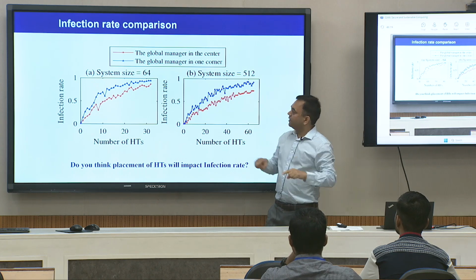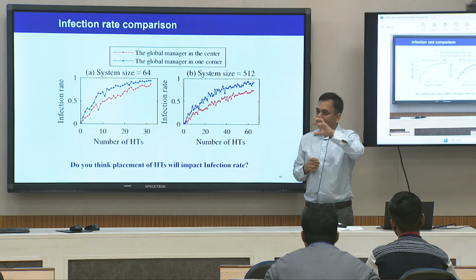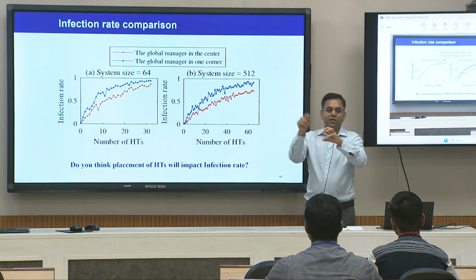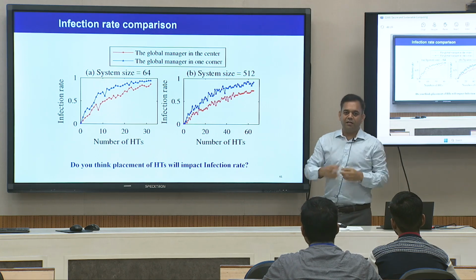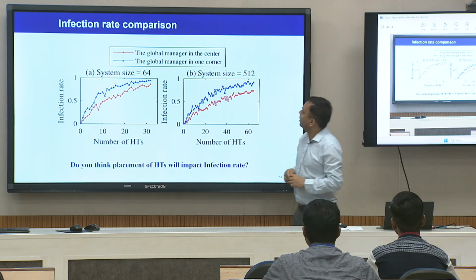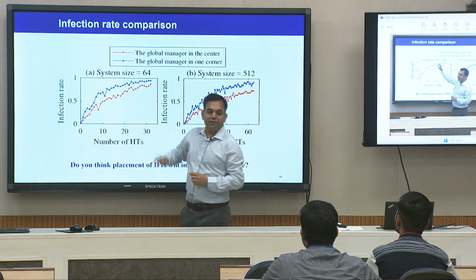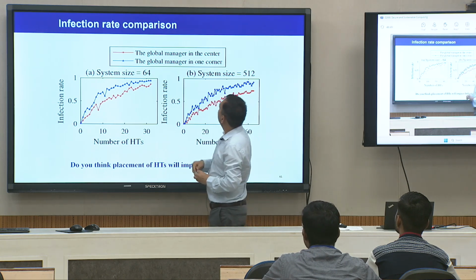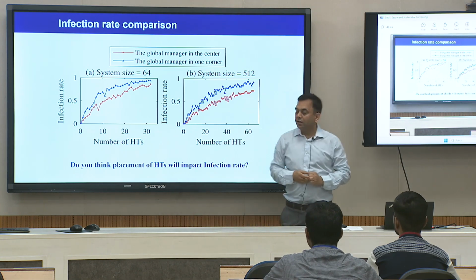Imagine in that 3 by 3 system, the global manager is not the top left but the middle one. All the requests from the different cores are going just next to it, so there is no place to modify the request. That is why if it's in the corner, infection happens much more, but if it is in the center, infection happens less.